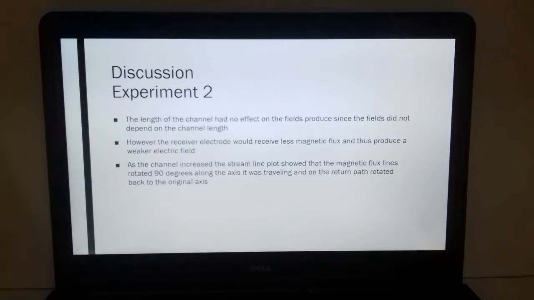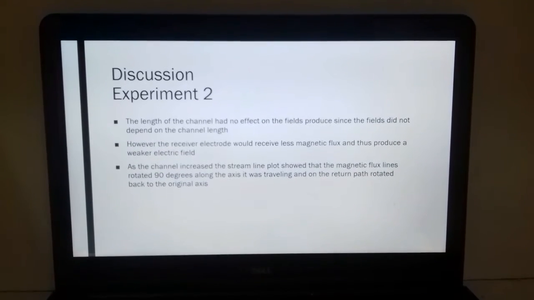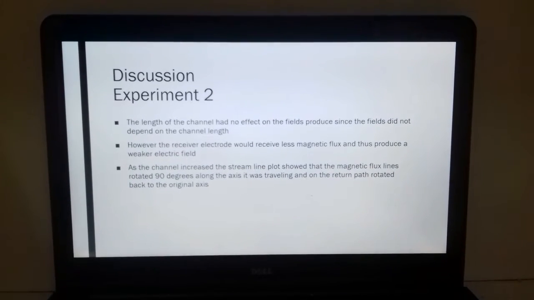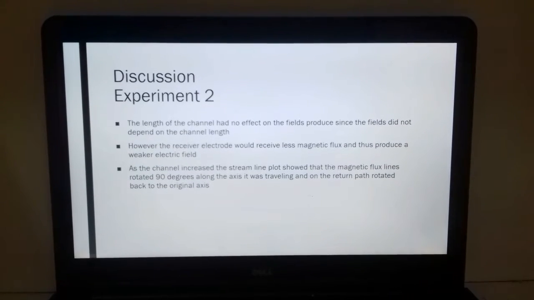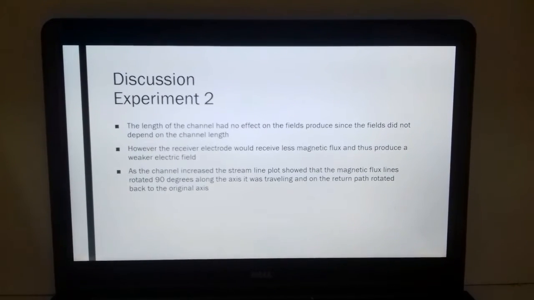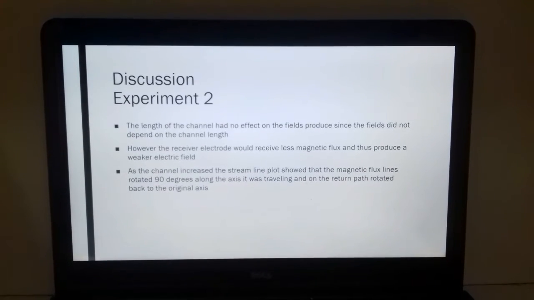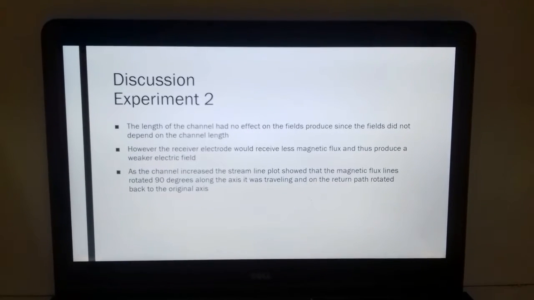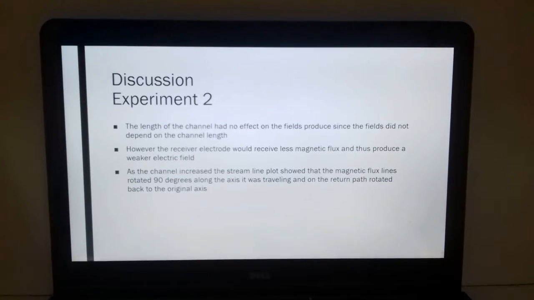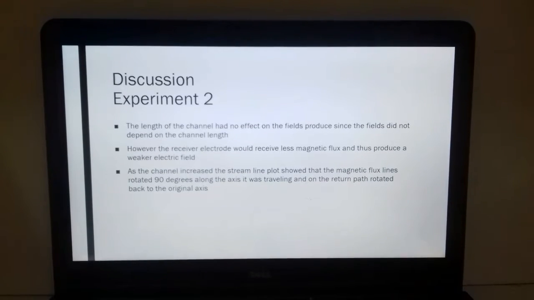Right, so the magnetic field and the electric field strength is not dependent on the length of the channel. So the length of the channel has no effect on the amount of field produced. However, the receiver electrode on the other side of the arm will be linked with less magnetic flux as the channel increases. So that receiver electrode will emit a weaker electric field.